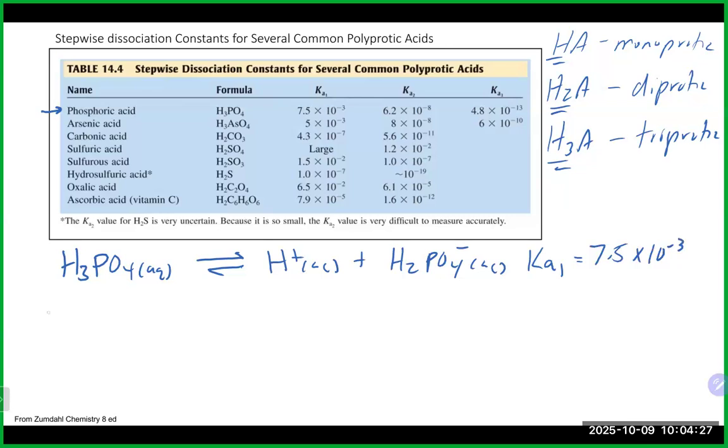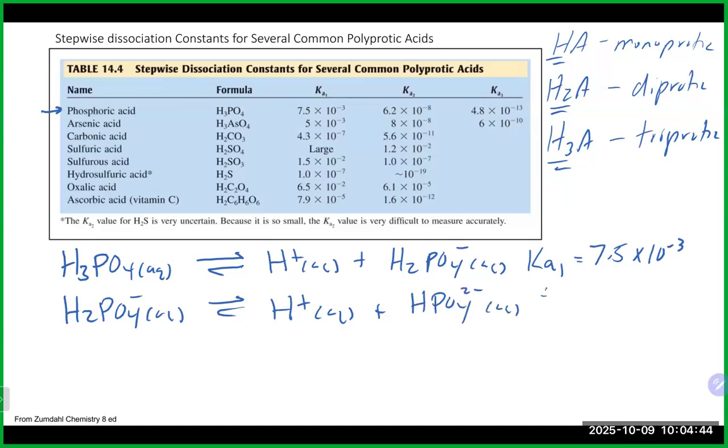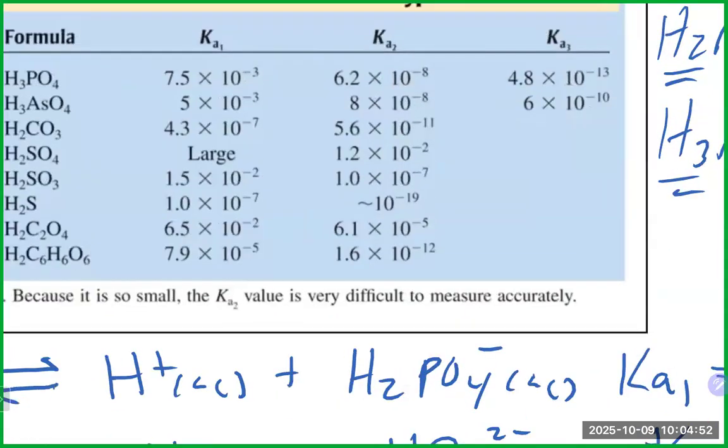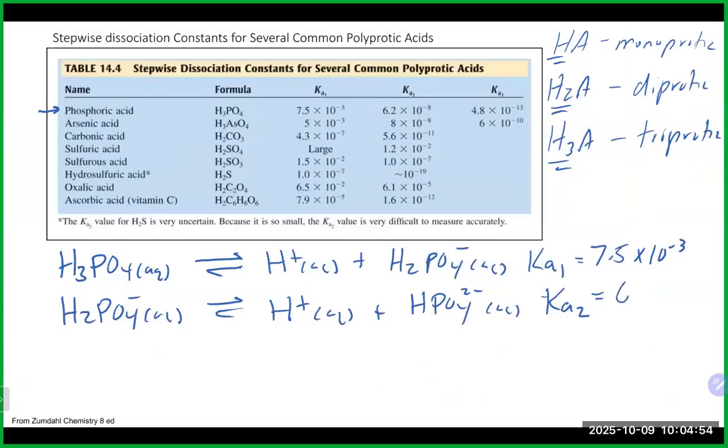The next thing that will happen is that species, which has already lost one H plus, will drop its second H plus, and we will be left with HPO4 2 minus. There's also an equilibrium constant for this step, known as the Ka2 for the second hydrogen coming off. And there we see it is 6.2 times 10 to the minus 8.